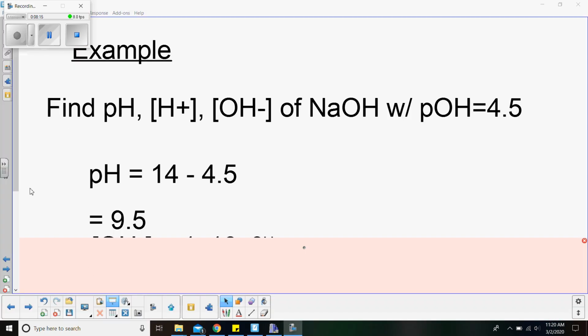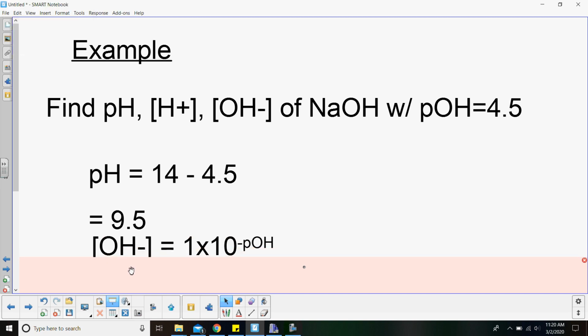Welcome back. For me, what I would go with for our next equation is OH minus. I want to find the OH minus, because I can put it into the equation 1 times 10 to the negative pOH, because I'm literally just plugging in a value. I was given pOH, I'm going to plug it in and figure out what that is.